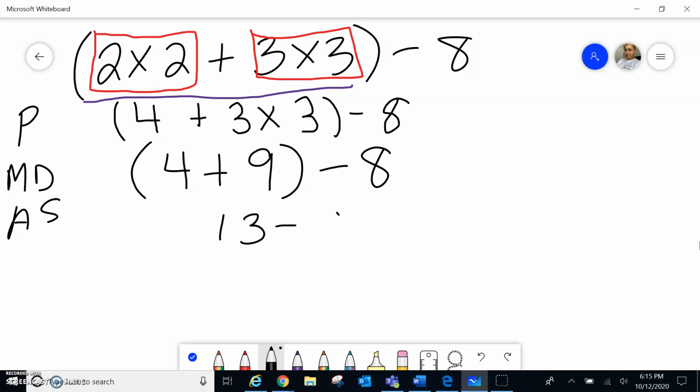And now I no longer need my parentheses because I'm left with a final number. And my last step would be to do 13 minus 8, which is going to be 5. I would just like to circle my final answer because we do have so much work in here. Of course, you don't have to, but it's always helpful. That way, whoever is looking at your work knows what you're doing and what your final answer is.